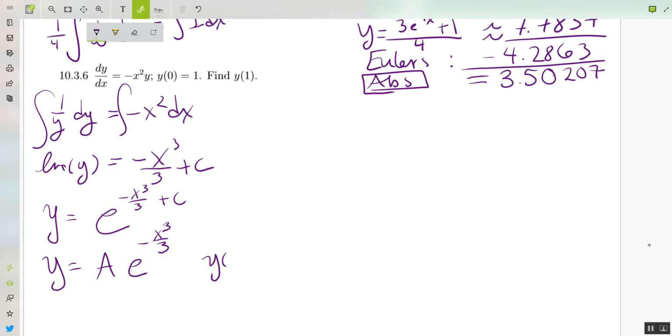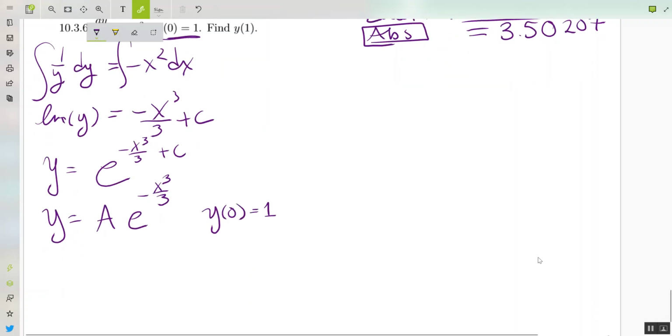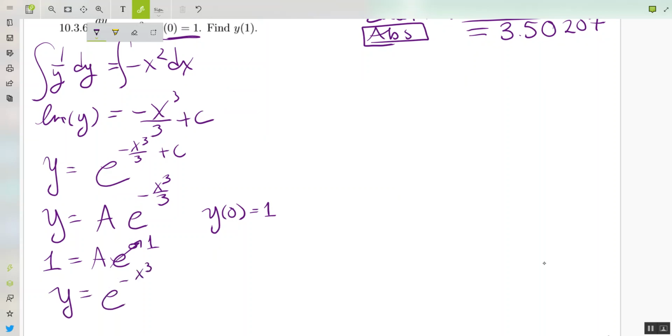We also know that y, when I put in 0 for x, will be 1, thanks to this base point. So we're going to go ahead and do that to figure out what value of a we get from this. I need to stop making that joke. E to the 0 power will just be a 1, so a is 1. Oh, I should have chosen something more interesting. So y is e to the negative x cubed over 3.